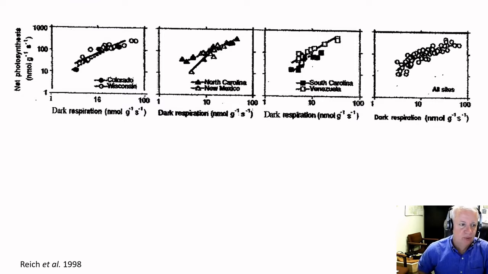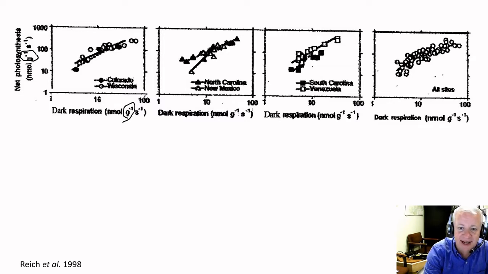Here's an example where Peter Reich et al. have plotted net photosynthesis rate. Note that this is per unit leaf mass, so it's per gram, as well as respiration per gram leaf mass. So these are all leaf mass bases, but at any rate, note that they've plotted the correlation between net photosynthesis rate and dark respiration rate for leaves of trees in many different places.